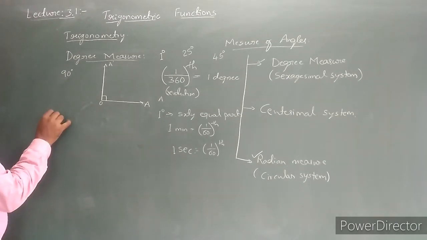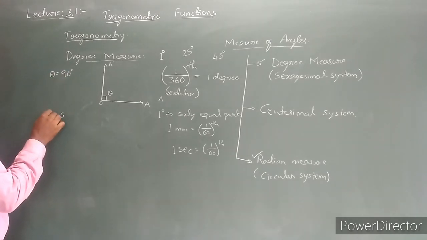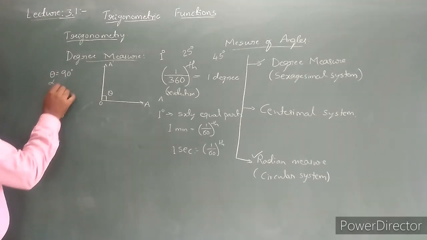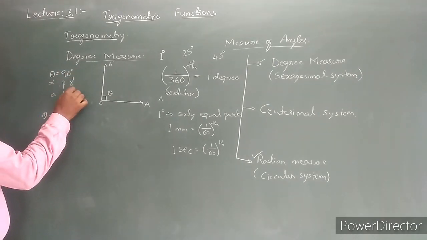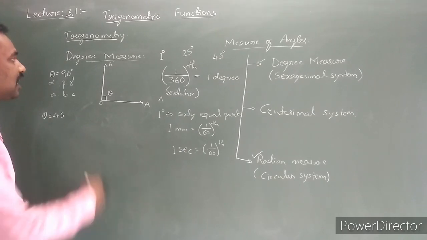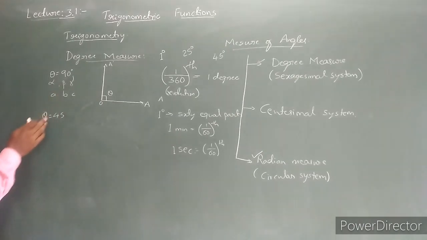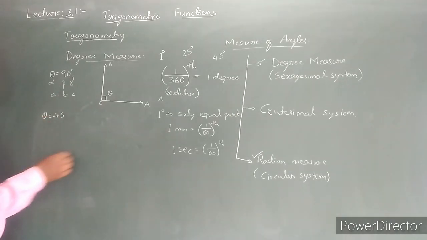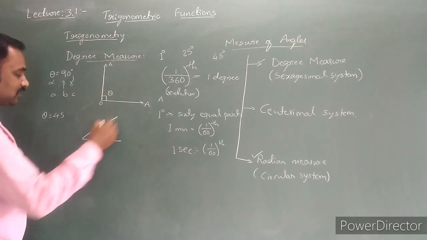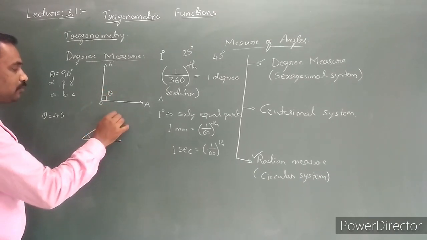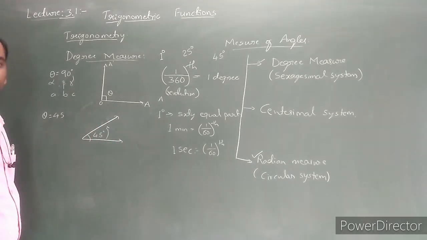Suppose you get 45 degrees, theta, where theta is equal to 90 degrees. I have just given it a name: theta, or alpha, beta, gamma, or sometimes A, B, C. Different notations are used to denote angles. Out of these, I take theta. Theta is equal to 45 degrees. What is 45 degrees? Half of 90 degrees. This is the 45 degree angle. The positive direction is the direction in which the angle is measured, so it has a positive sign.